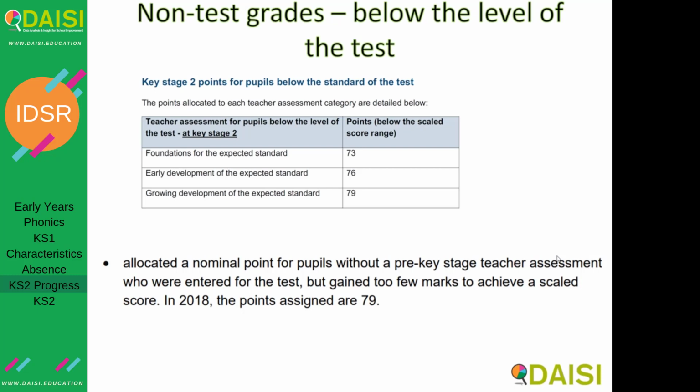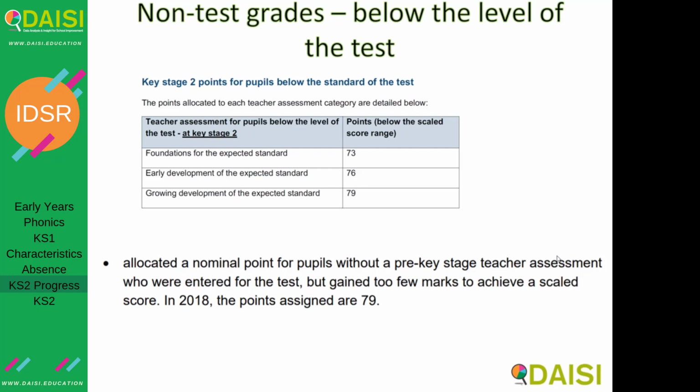Well, let's just look mathematically at what might happen. If you enter them into the test, then they will get a higher scaled score, say 82, as opposed to the teacher assessment, maximum of 79. That means that their progress figure will be higher. So the question is then, what do Ofsted look for more? Progress? And the answer is yes.